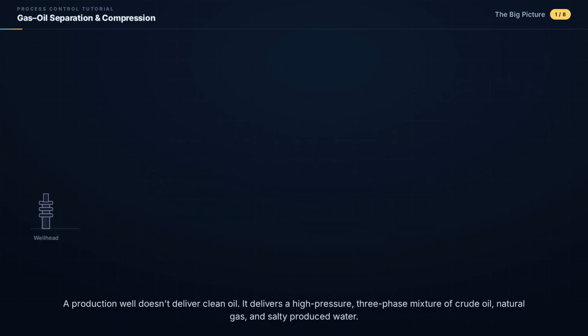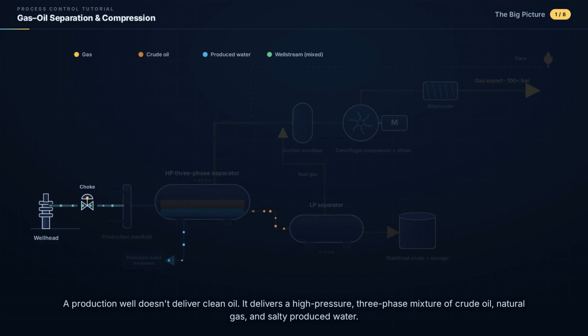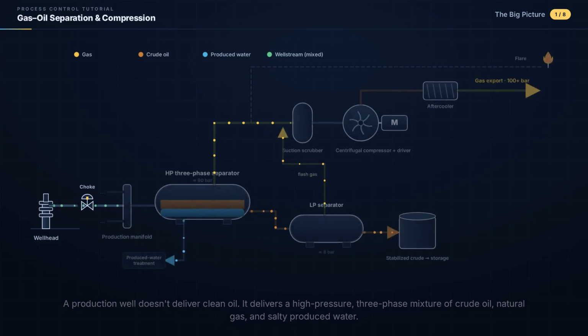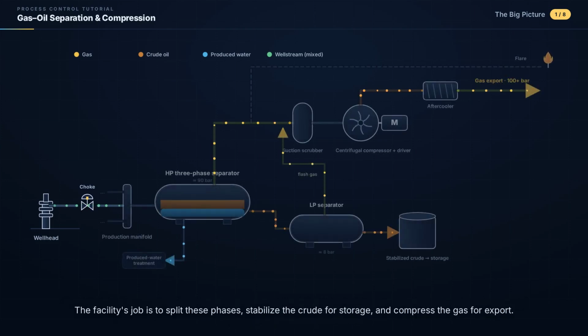A production well doesn't deliver clean oil. It delivers a high-pressure, three-phase mixture of crude oil, natural gas, and salty produced water. The facility's job is to split these phases, stabilize the crude for storage, and compress the gas for export.